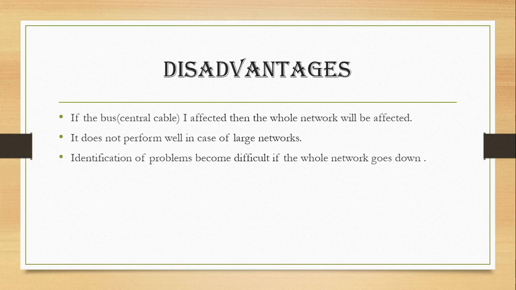Identification of problems becomes difficult if the whole network goes down. So the identification of flaws and faults is very difficult in the case of the bus topology, because if there is damage in the central cable, the whole network shuts down, right? It goes down. So it is difficult to find the flaw. Terminators are required at both ends of the main cable.